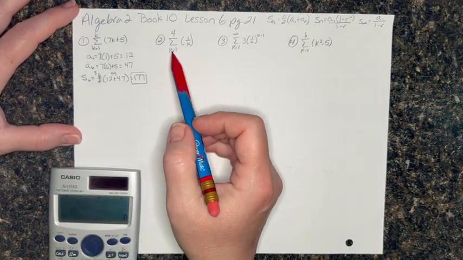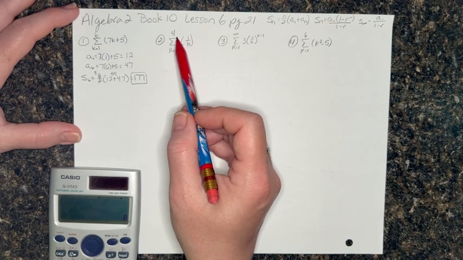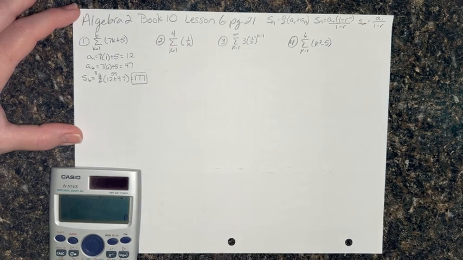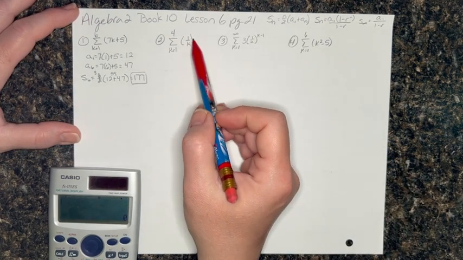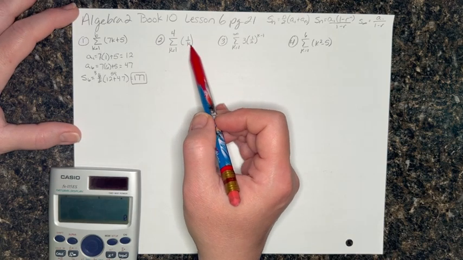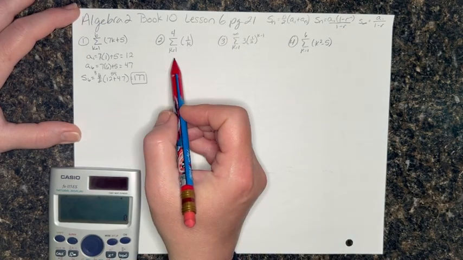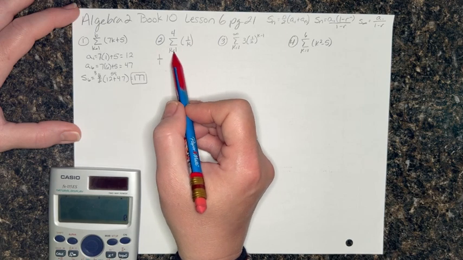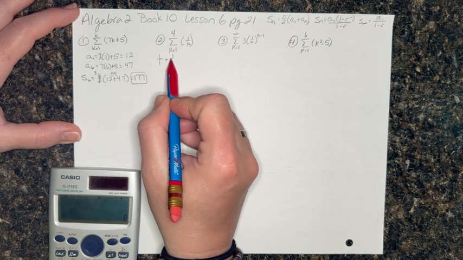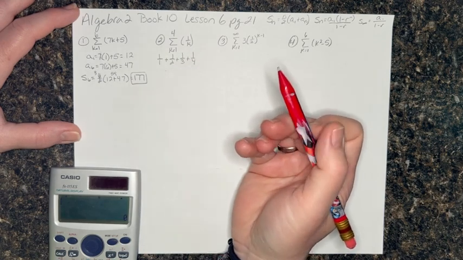For number 2, we have the summation of 1 over k from k equals 1 to k equals 4. Now, this is neither an arithmetic nor a geometric series, because for it to be geometric, we would have to have a ratio, but that's where our variable is, so that's not going to work. So we need to do this manually. So we're going to add 1 over 1, because we're going to substitute k for 1, plus 1 over 2, plus 1 over 3, plus 1 over 4. Okay, that's what we're adding.